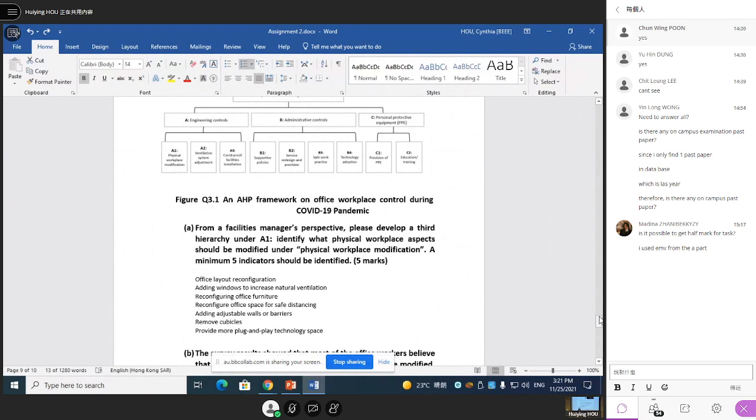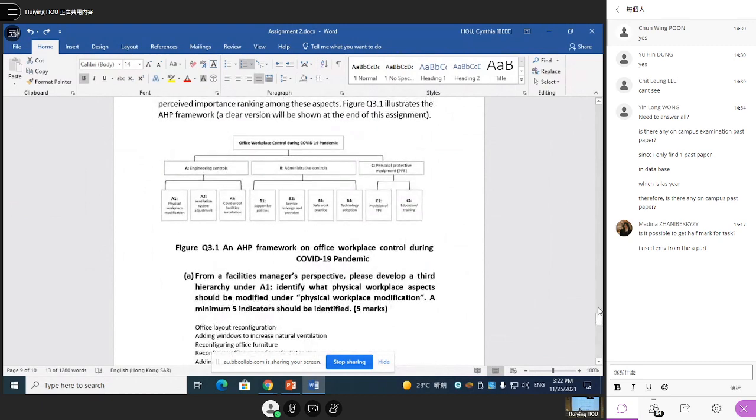So I will explain this hierarchy one more time. This hierarchy is about management approaches or management activities to control the COVID-19 pandemic at the office workplace. First of all, you need to think about the target of the management, which is the office workplace, right? It's like an office building. It's not like a campus. It's not in a factory. It's an office. So what can we do to manage or control the COVID-19 pandemic for an office?